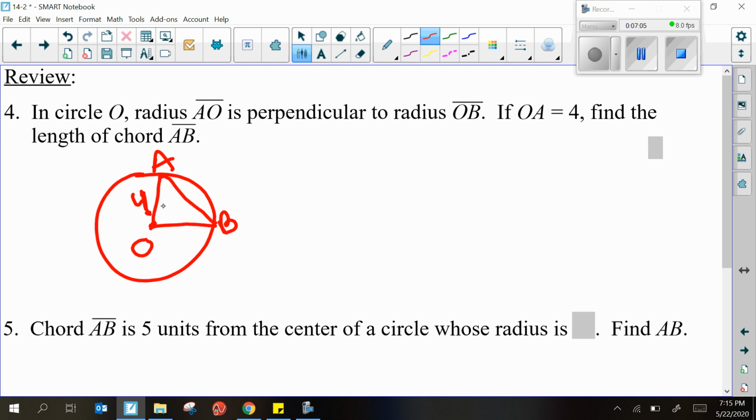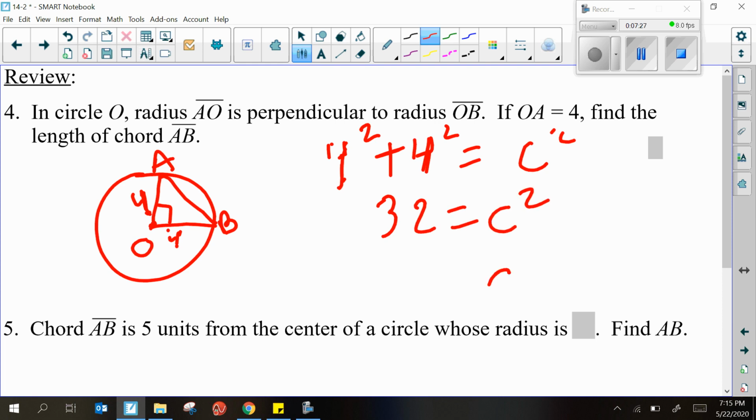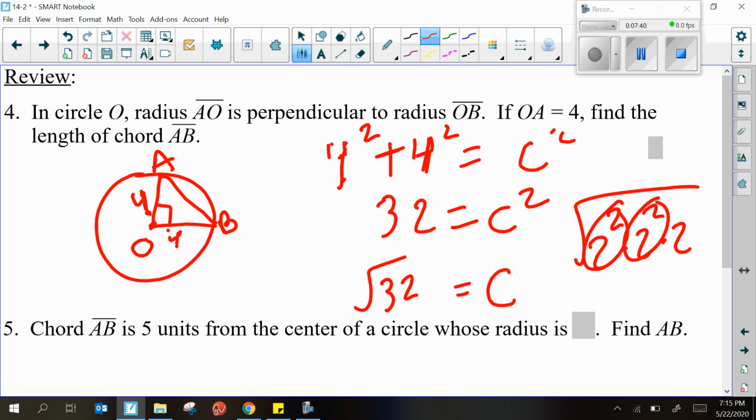Well, since they're perpendicular, this is a right angle. And since they're both radii, this is a 4 as well. So this is just Pythagorean theorem. So 4 squared plus 4 squared equals c squared. So 16 plus 16 is 32 equals c squared. Take the square root and simplify radical 32. So that would be 2 squared times 2 squared times 2 in the radical. So out of my radical, I can pull out 2 2's. So that's 4 radical 2 for my length of AB.